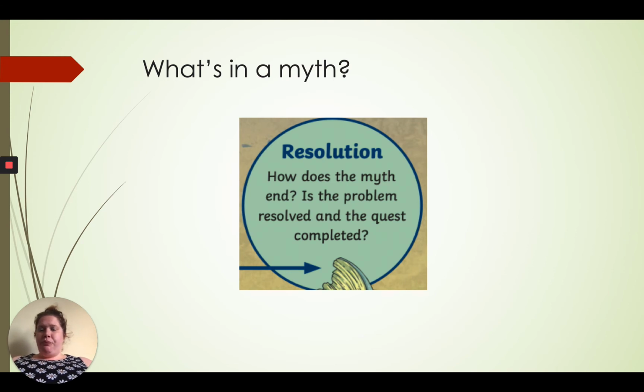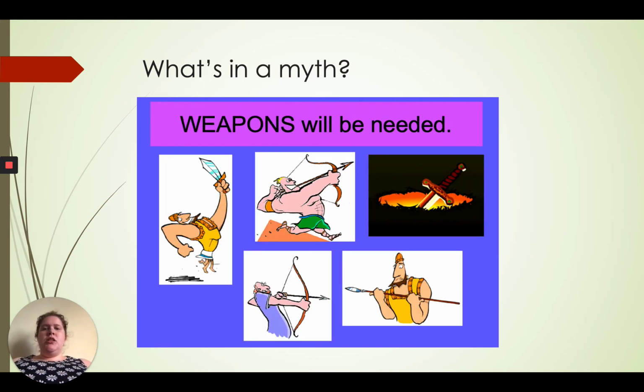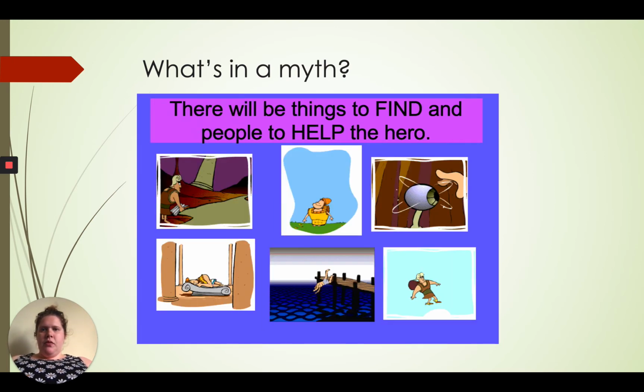It's up to you. So, in your myth, there's going to be villains to deal with, like monsters. Have a think about what you want your villain to look like. Will you want them to look nice? Will you want them to be like a surprise villain? Or do you want them to be really obviously a villain? There's going to be weapons. You can have a bow and arrow, a sword, a knife, a spear, a trident. There's so many different weapons.